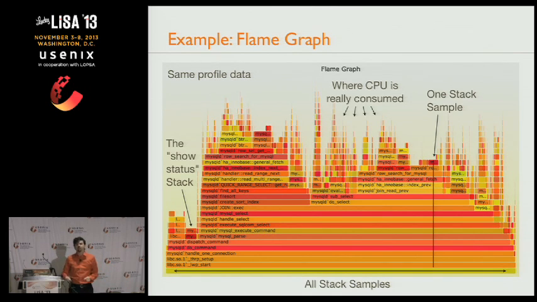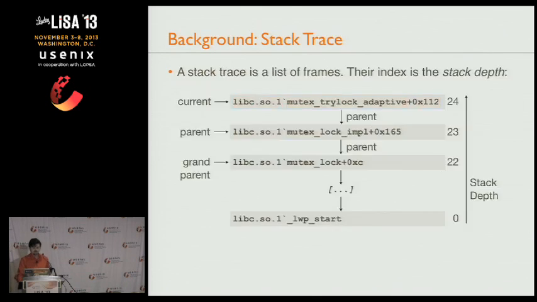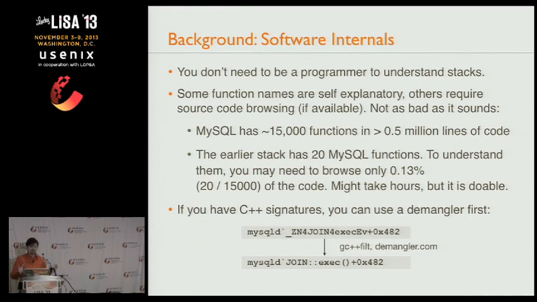And so if you generate a CPU flame graph for your application or for the kernel, you can then use that as a hit list of what areas of the code it would be worthwhile to become familiar with. And you'll find it often cuts it down to, in my example, only 0.13% of the code that you may need to browse.